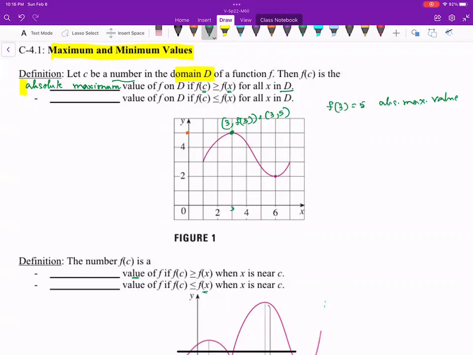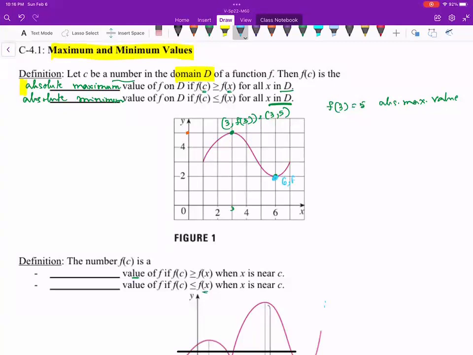In the same way, f of c is the absolute minimum value of f on D if f of c is smaller than or equal to f of x. The y value at c is smaller than or equal to any other y value in the graph for all x in the domain D. That is important.